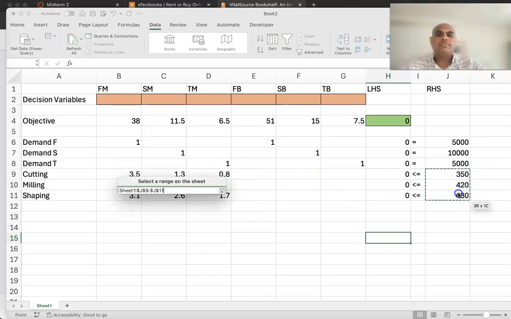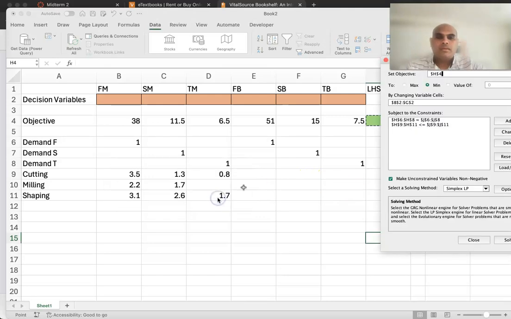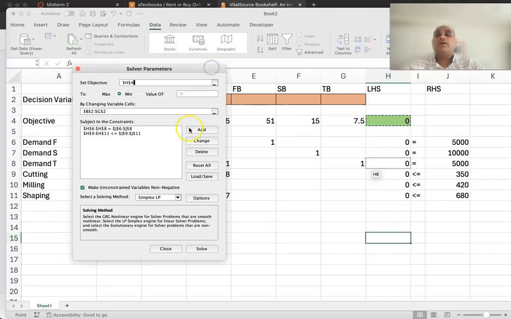And I think I'm gonna mess up. Oh yeah, no, I didn't mess up. I thought I wrote all of them as equal to. Okay, right. So equal to constraints, less than or equal to constraints. There are no binary constraints or anything. So now I'm going to click on solve.